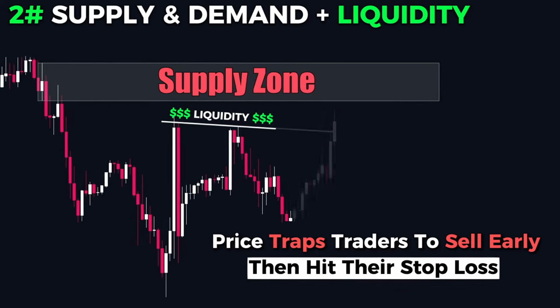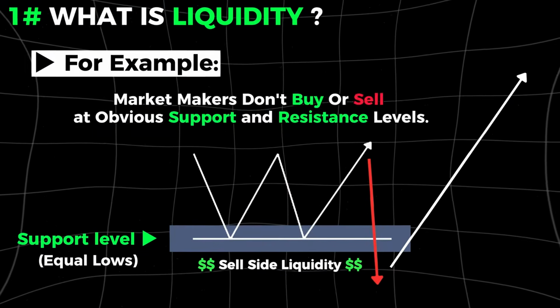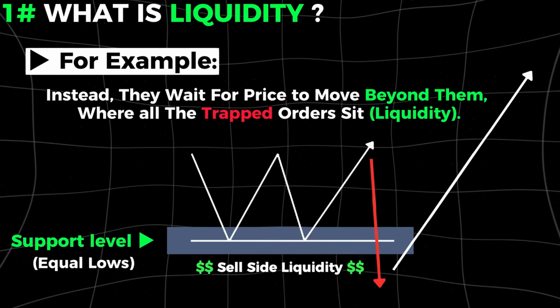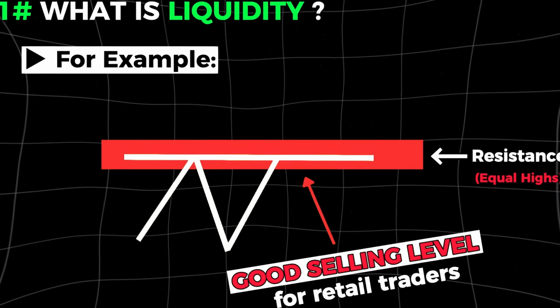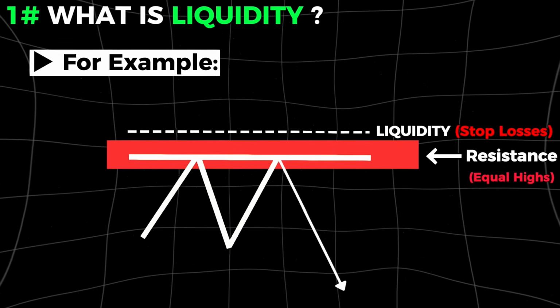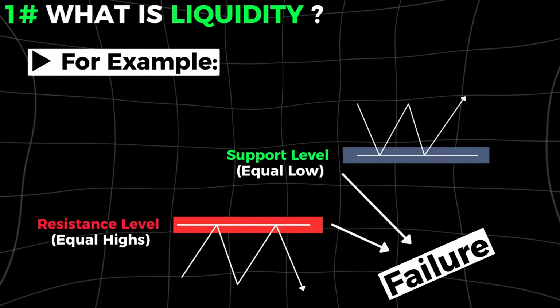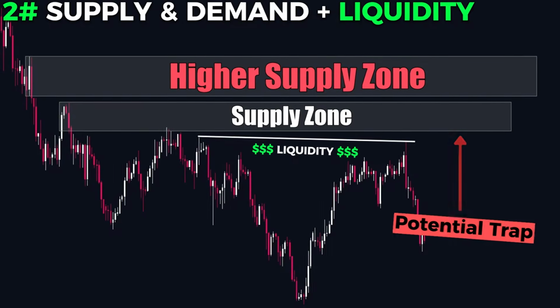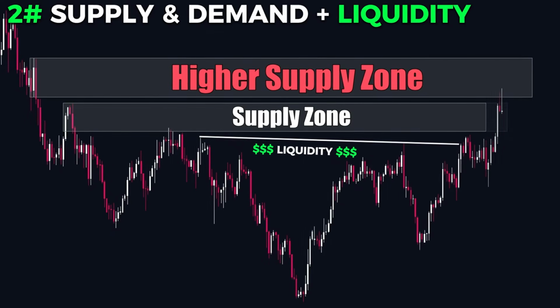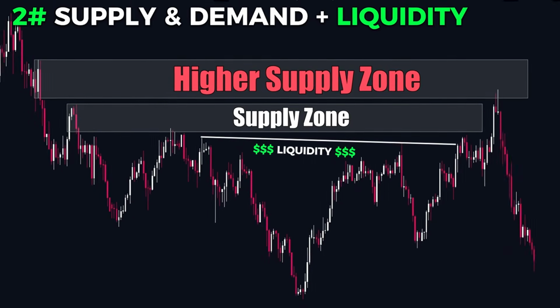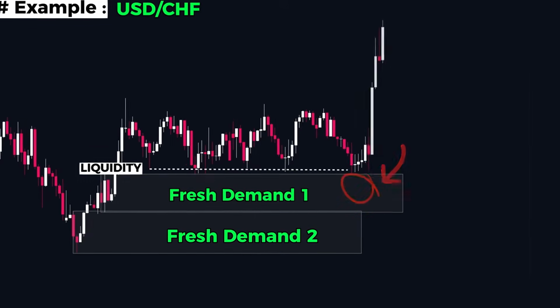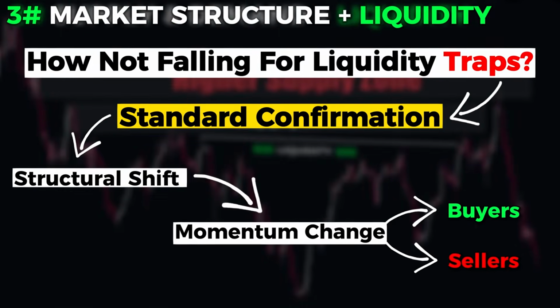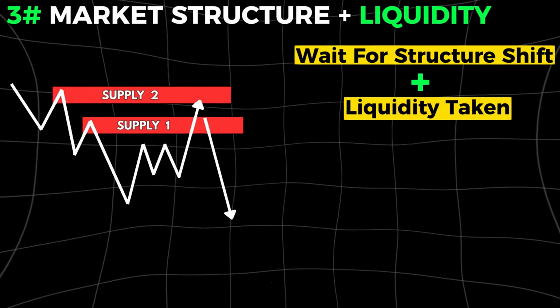Liquidity appears in many different areas of the market, and understanding where it forms can determine whether you win or lose a trade. One of the most common places where liquidity gathers is around supply and demand zones. In this class, I'm going to show you an advanced liquidity-based trading strategy designed to help you minimize losses, increase accuracy, improve your win rate, and ultimately become a more consistent trader.